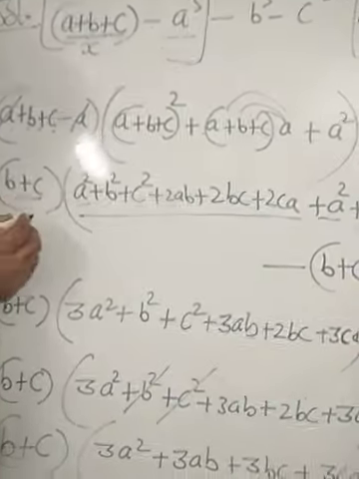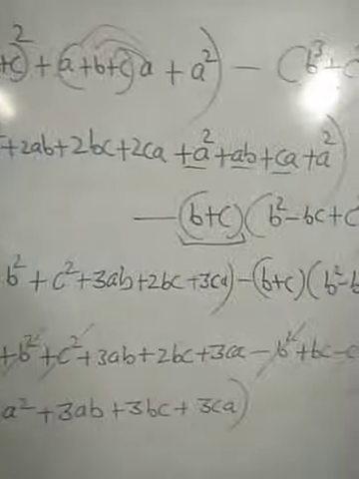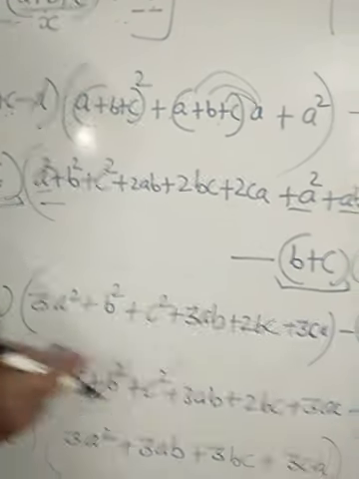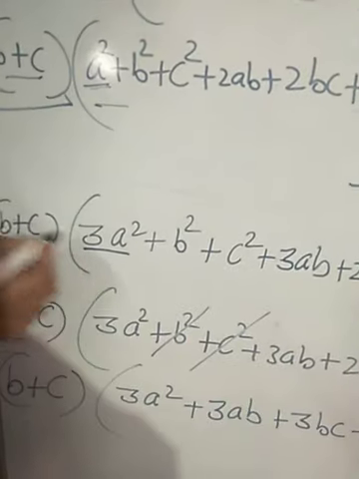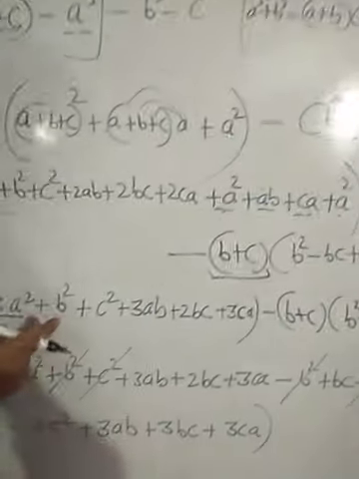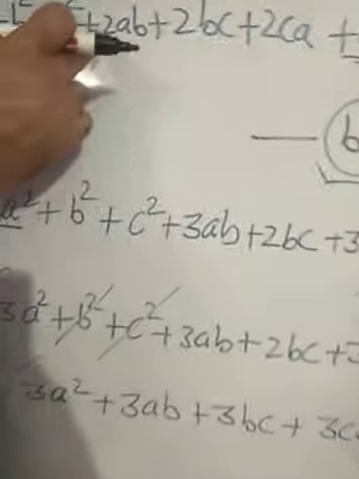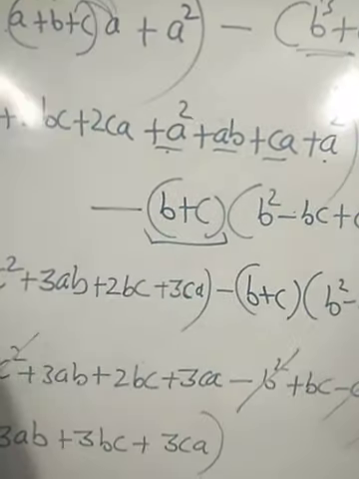Now see what we can see. b plus c, b plus c. That means we can take b plus c common. I've taken b plus c common here. This term is left. First of all, in this term, before taking common, a square plus a square plus a square, it is 3a square. There is only single b square, only single c square. 2ab plus ab, that is 3ab. 2bc plus 2ca plus ca, that is 3ca.